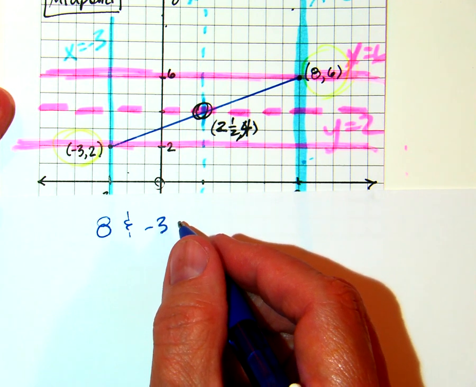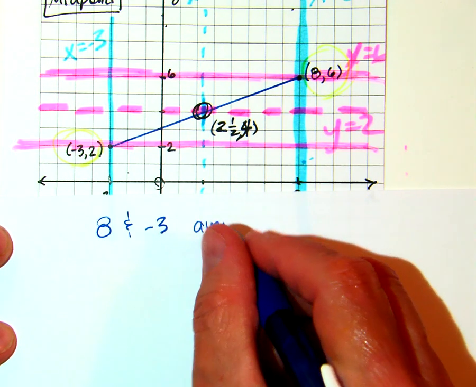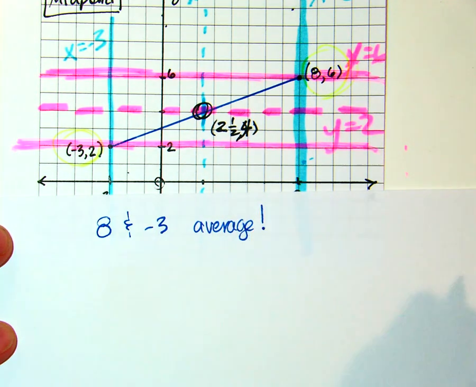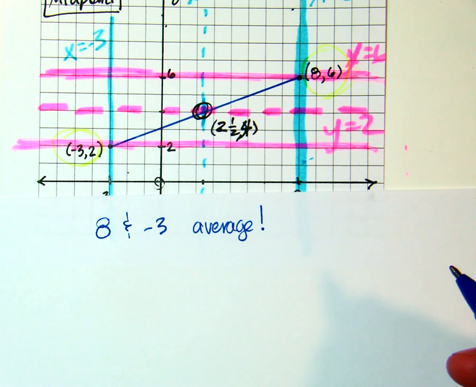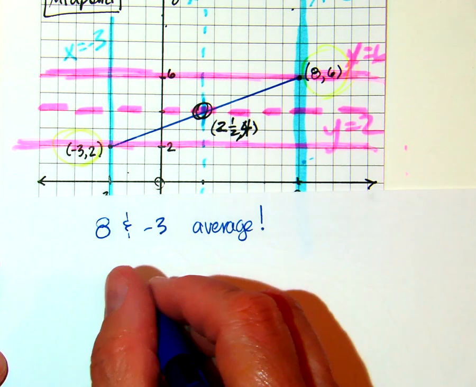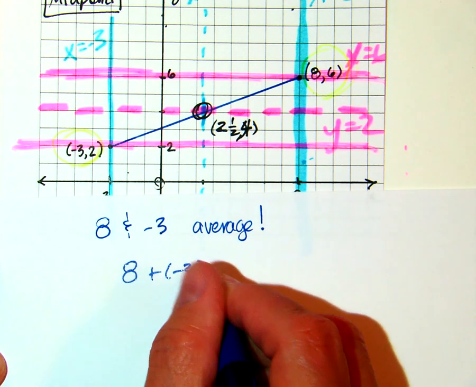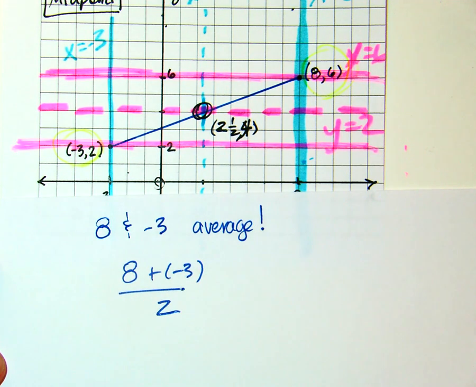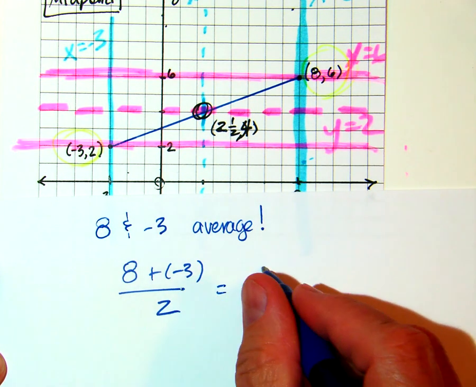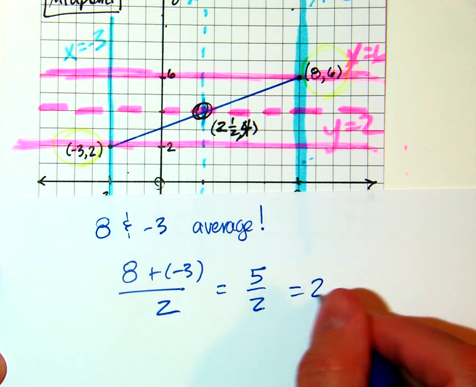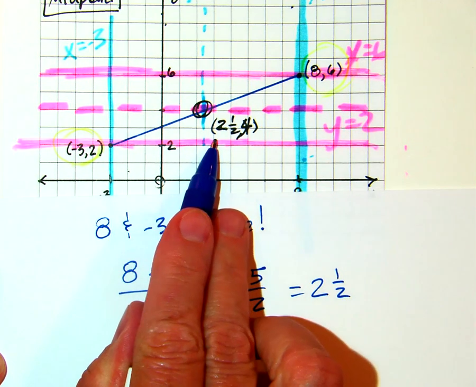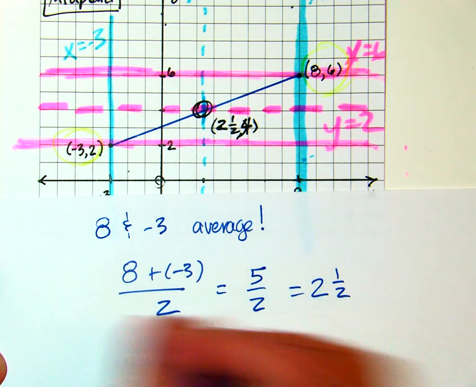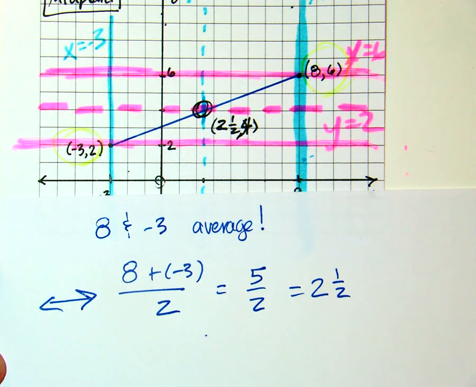Middle. I think we have a word for that. Yes, we do. It's the average. If I'm just talking about 8 and -3, if I want to know what's in the middle of 8 and -3, add them up, divide by 2. What's that going to give me? That'll be 5/2, and that's 2 1/2. Oh my goodness, look, that's it. It's in the middle. This is the left to right in the middle. And it is indeed 2 1/2. That's the X value of my midpoint.